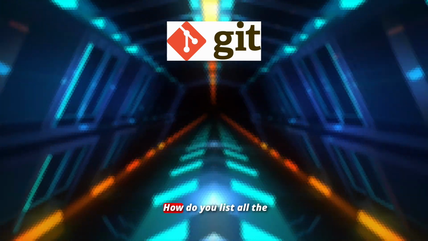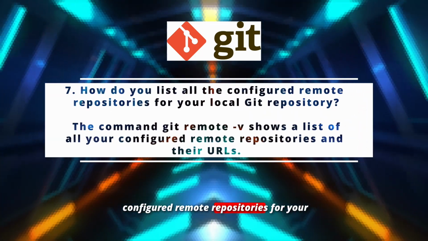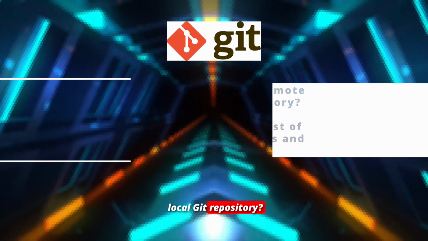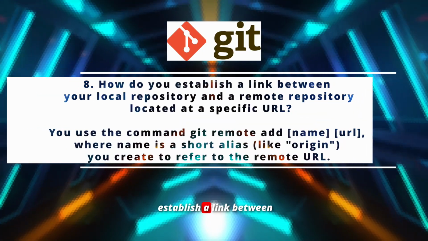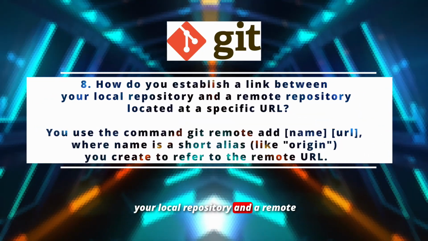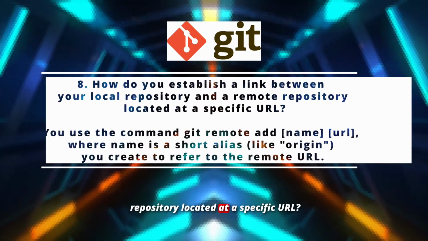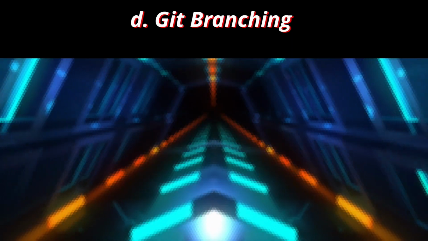machine? How do you list all the configured remote repositories for your local Git repository? How do you establish a link between your local repository and a remote repository located at a specific URL?